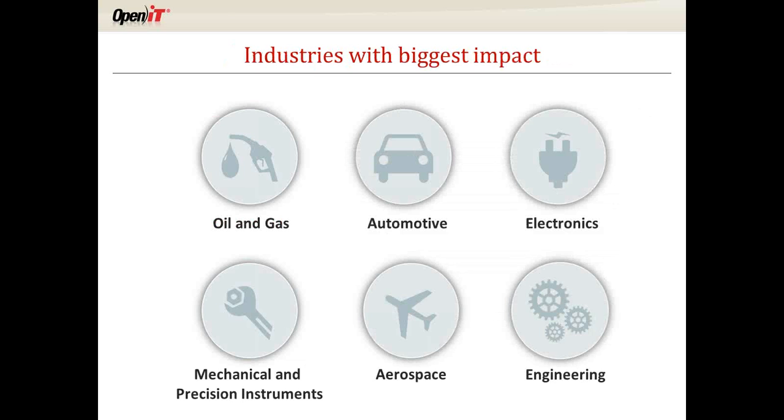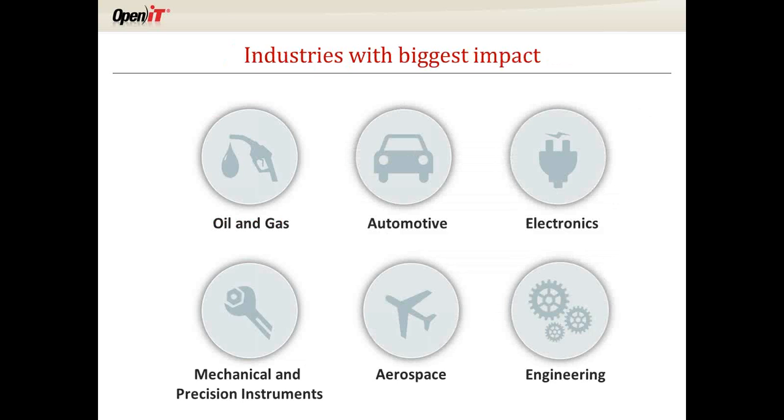I mentioned that we're going to talk about some of the industries with the biggest impact. On the slide, we've got the top six industries with the biggest impact. And I'll tell you the reason: they're more mature. I'm going to say they're early adopters of usage metering.